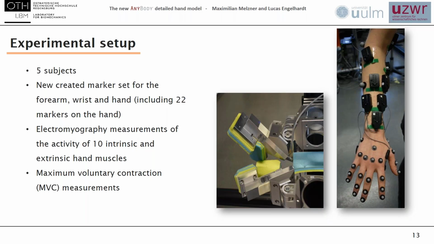The kinematics of each hand movement were recorded with a camera-based motion capture system from Vicon. Therefore, a custom marker set of 39 markers, 22 on the hand, was designed, capturing the movement of the pelvis, the thorax, humerus, forearm, and all segments of the hand. For the normalization of the EMG data, maximum voluntary contraction measurements following the recommendation from Kendall were performed. Each subject repeated the MVC measurement 3 times for each muscle group, and the maximum value was taken as normalization factor.